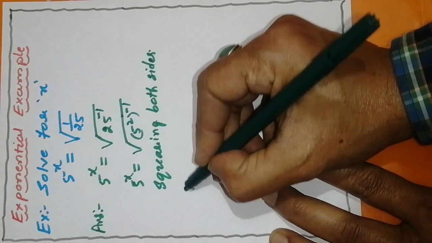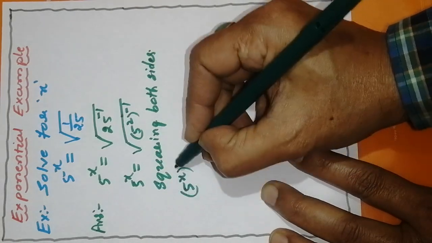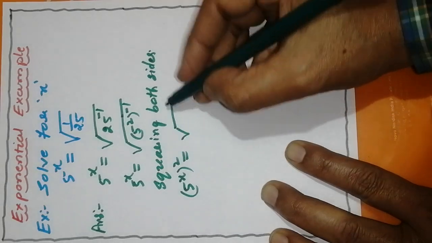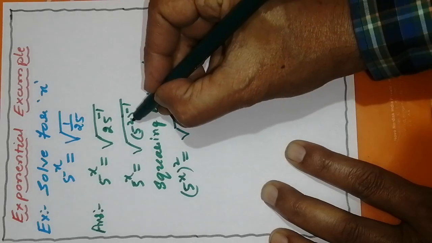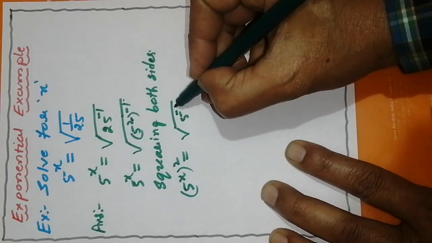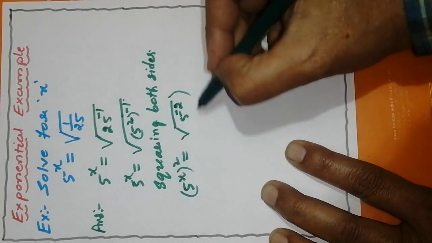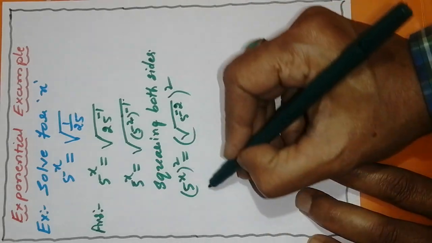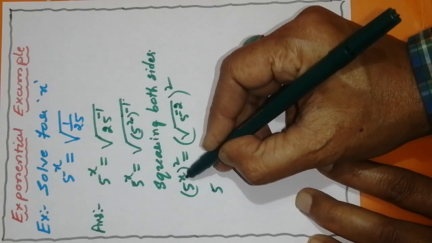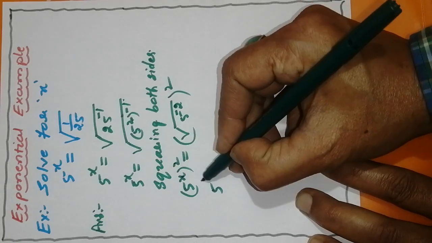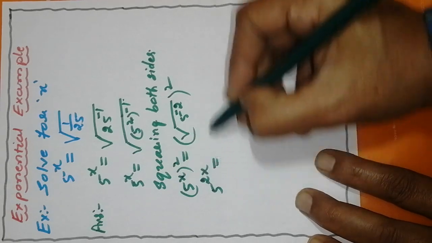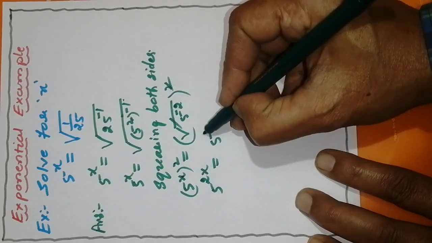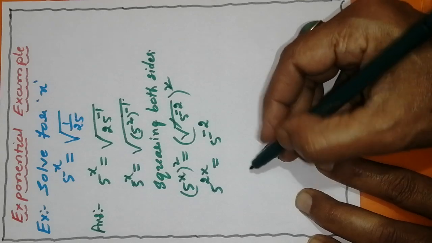we get 5 to the power of x whole square is equal to 5 to the power of, 2 ones are 2, here minus 2 whole square. Therefore 5 to the power of x into 2 is 2x is equal to, square root gets cancelled here, 5 to the power of minus 2.